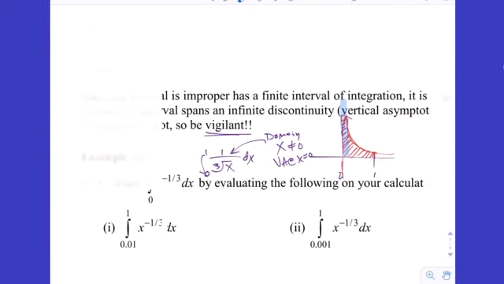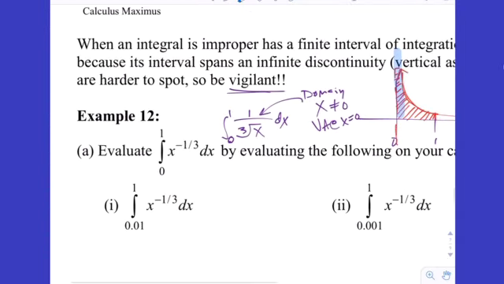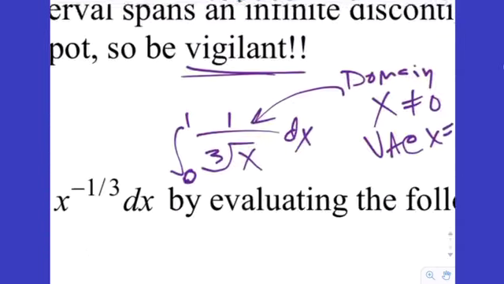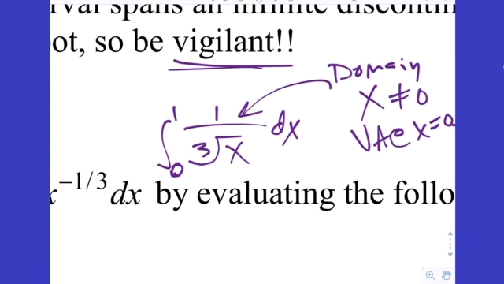So vertical asymptotes, again, are a little bit harder to spot. All right, so what would you think about this one? 1 over the cube root of x, also known as 1 over x to the 1/3. If it were a p-series, if we were going from 1 to infinity or 5 to infinity, would this one converge or diverge?